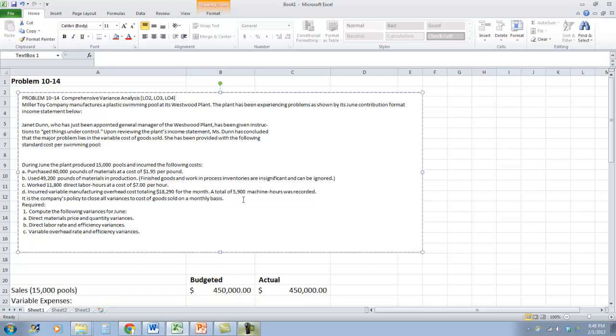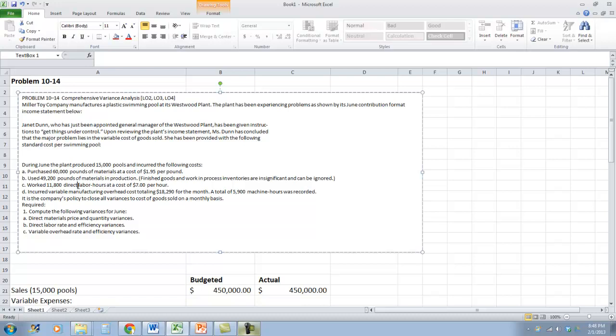Upon reviewing the plant's income statement, Ms. Dunn has concluded that the major problem lies within the variable cost of goods sold. She has been provided with the following standard cost per swimming pool, which is listed below. During June, the plant produced 15,000 swimming pools and incurred the following costs: purchased materials of 60,000 pounds at $1.95 per pound, used 49,200 pounds of materials in production. We're going to ignore finished goods and work in process.